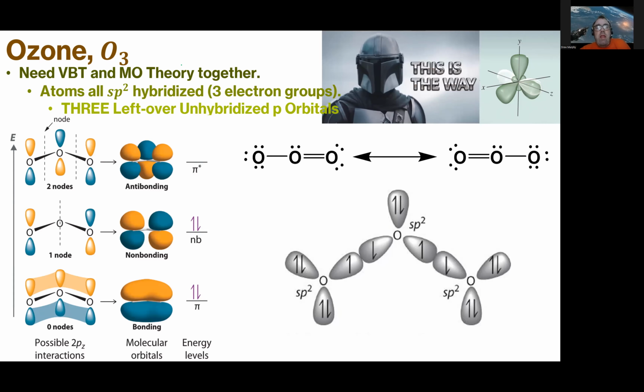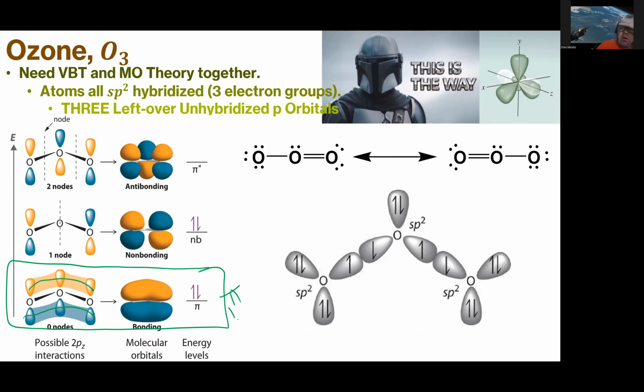What happens here is we get what we expect, a bonding orbital. There are 2 electrons in there. The bonding orbital covers all 3 atoms, and it's above and below. This is our pi bond. We call this pi bonding, however you want to think about it, but that's the pi bond, and it's shared among all of the atoms.